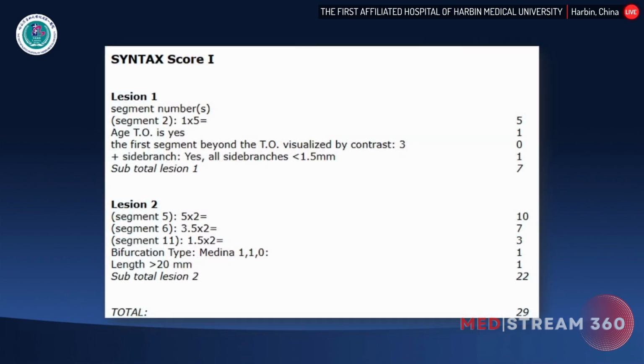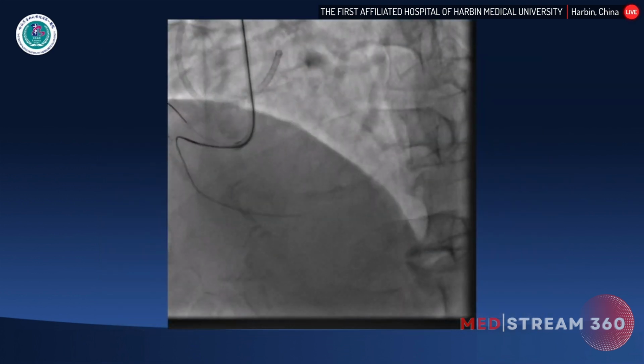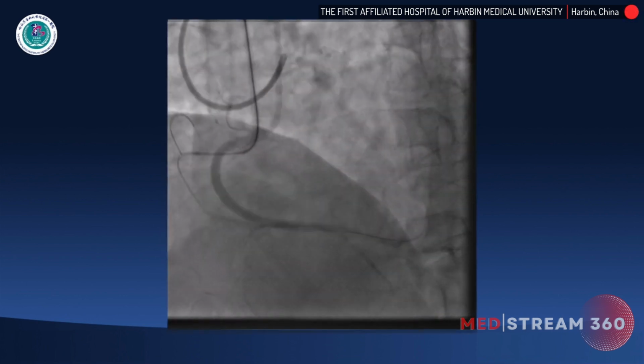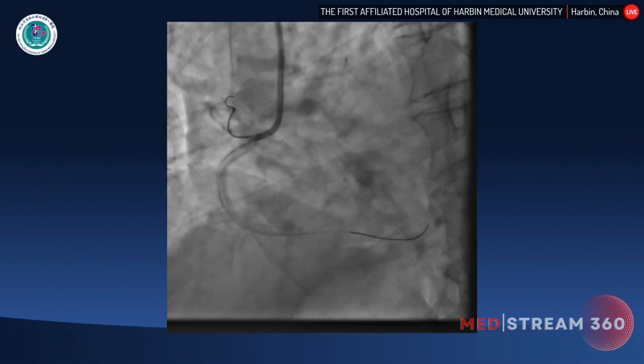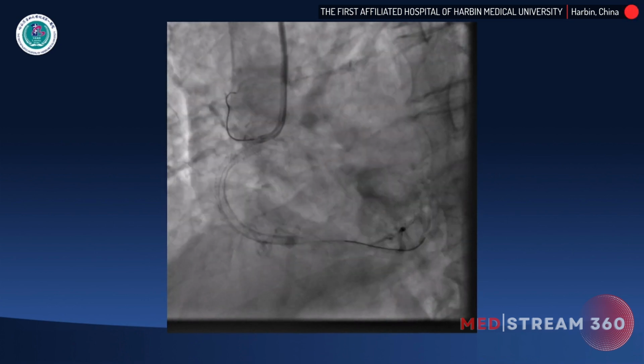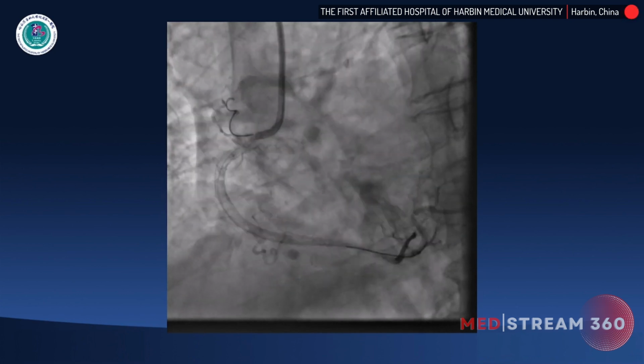Next, we have calculated the SYNTAX score for this patient. The result is 29. According to the evidence-based medical proof, CABG is the first choice for this patient, but the patient refused CABG and chose a PCI procedure. We used a filter XA wire called the occluded layer, and we put two stents in the RCA, and now this is the final record for RCA.